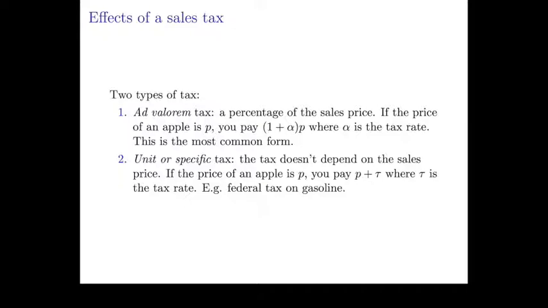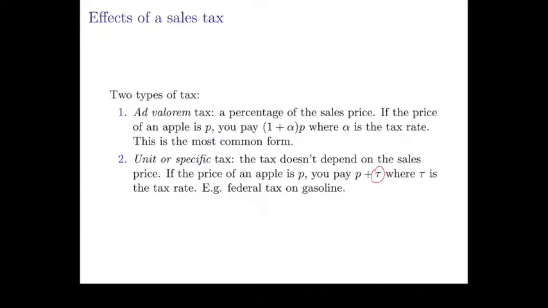A simpler type of tax is a unit or a specific tax. This tax doesn't depend on the actual price, it just depends on the number of units that are sold. So if the price of an apple is P, then you pay P plus tau. This is the Greek letter tau. So you pay P plus tau, where tau is the tax rate. In the US, the federal tax on gasoline is a specific tax.